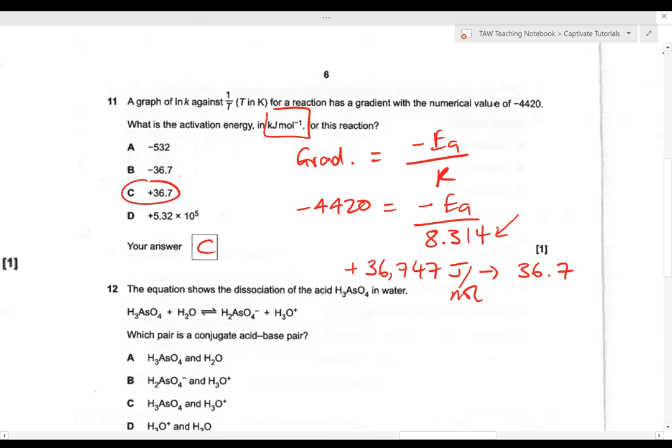The reason it's plus is because we've got 2 minus values here, 1 for the gradient and 1 for activation energy. So effectively they cancel each other out to make it a positive value for activation energy.